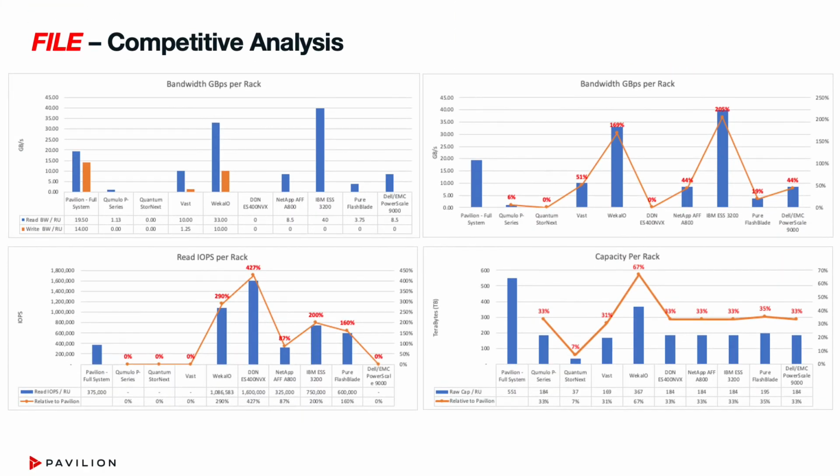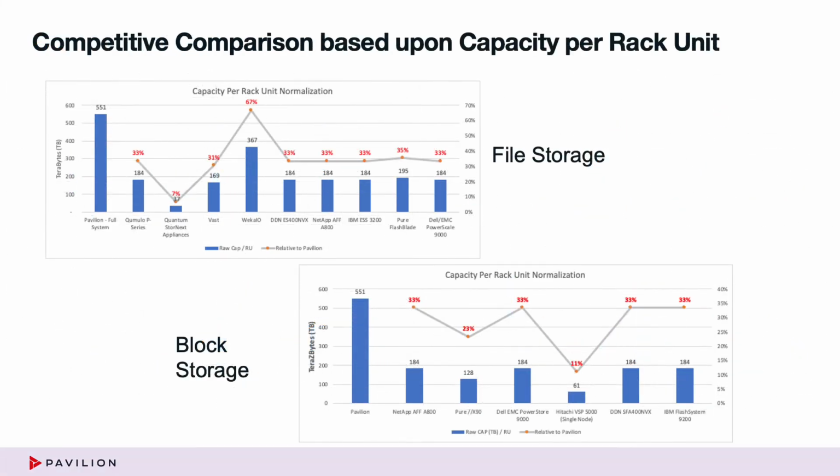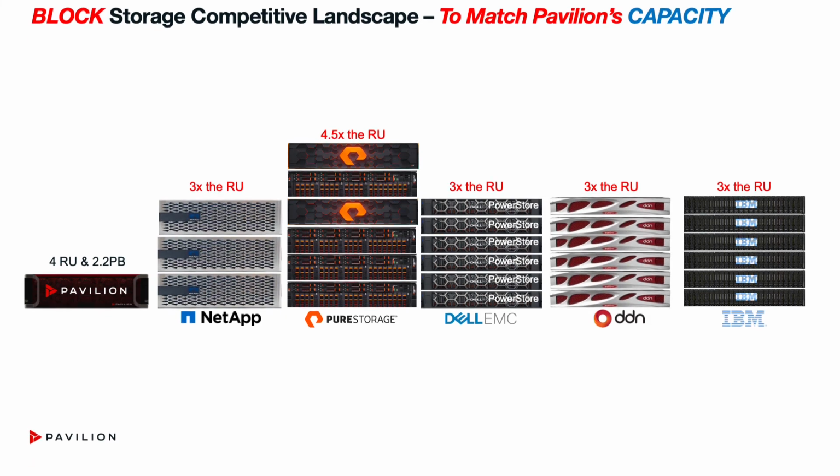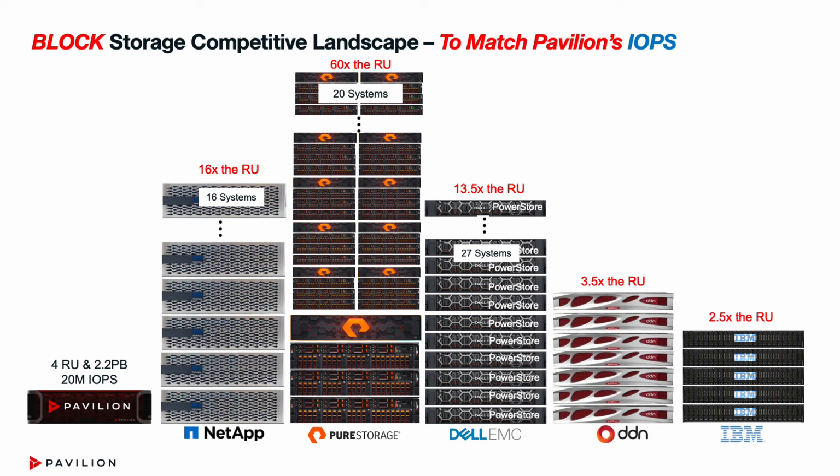We look at this file competitive analysis by grouping by competitor. Block storage to match our performance, to match our capacity. I'll pause on each one of these slides and you can review or pause the video. If we look at it from a match Pavilion's IOPS, pretty big stacks there, 60 times the rack units to deliver what Pure can deliver relative to one of our Pavilion boxes. Pretty impressive in the block area.